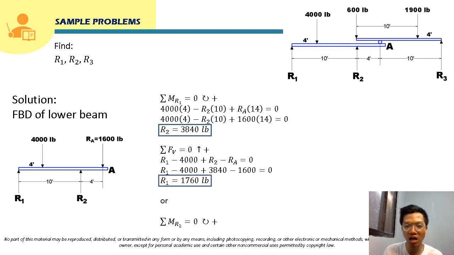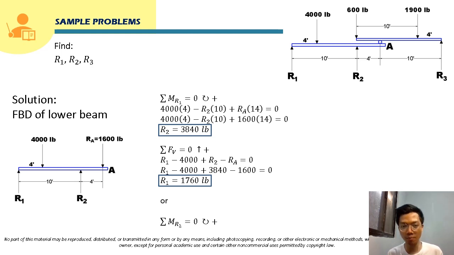To solve for R1, you can actually also use moment at R2, no? So you can also do that to check. And also, to check this further, we can check if the reaction forces that we obtained are correct by summing up these reaction forces. So, what's the value of our R3? Anyway, the total of our applied forces will be 4,000 plus 600 plus 1,900. That will be 6,500, no?